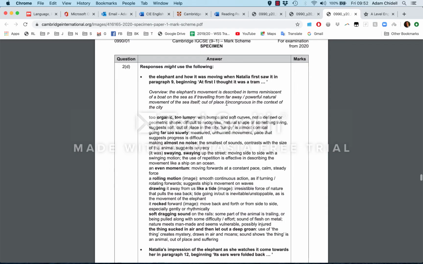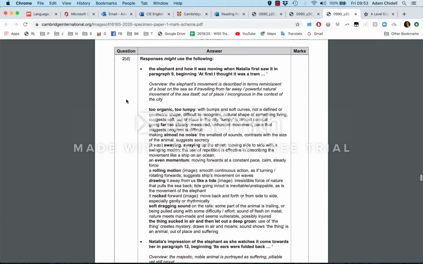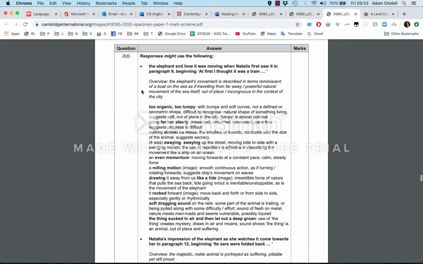Or rather, it might suggest that the elephant looks somewhat incongruous in the context of the city, as though it's a little bit out of place within the city. So there are really not fixed answers for this one. As long as you say something that is sensible and that is based on the language that is actually used in the paragraph, it will probably be fine. Don't think it has to mirror exactly what is on the mark scheme, because obviously you won't know what that is, but do try to base your overview on what is actually in the paragraph itself.